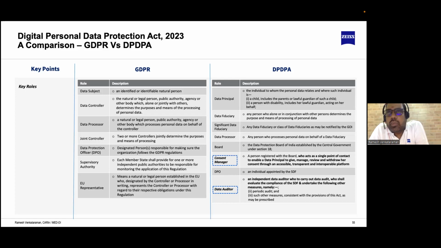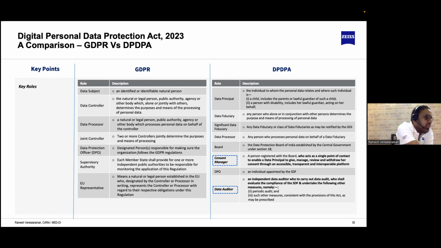It's going to be a big opportunity for some of the organizations. Who is going to be a single point of contact, SPOC, for the data principal? For what? To give, manage, review, and withdraw consent through an accessible interface. I think we discussed it in one of our DPDPA forums.